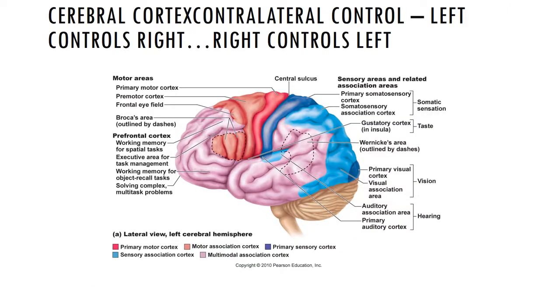This next slide shows some of those motor areas that we just talked about, but it also now shows some of the sensory and association areas. So while examining the sensory areas of the cerebral cortex, the first one we will talk about is the somatosensory cortex, which is located in the parietal lobe of the cerebrum.